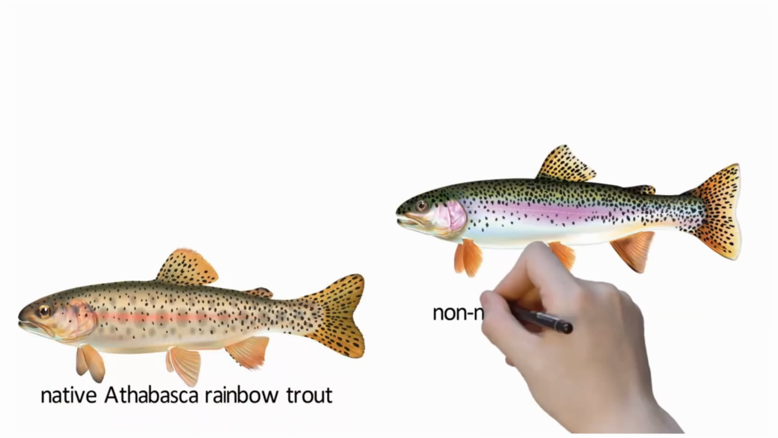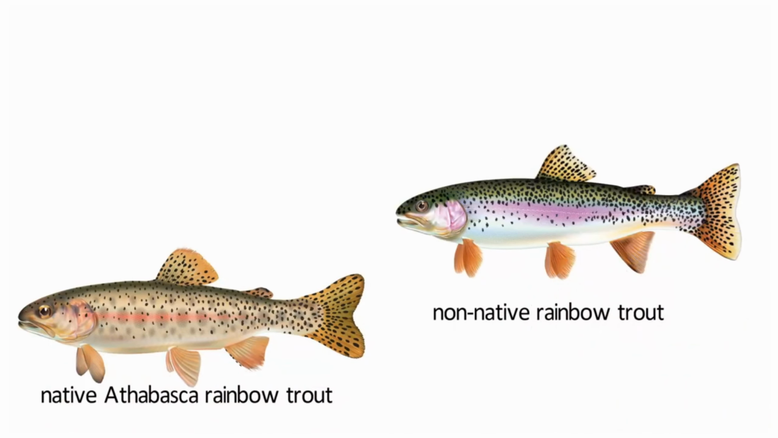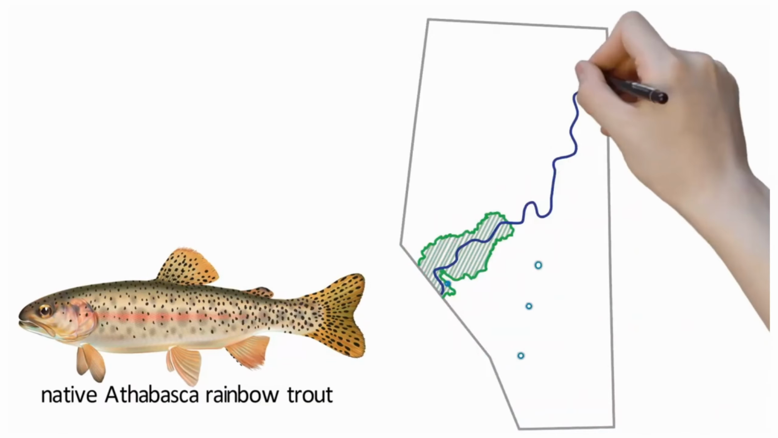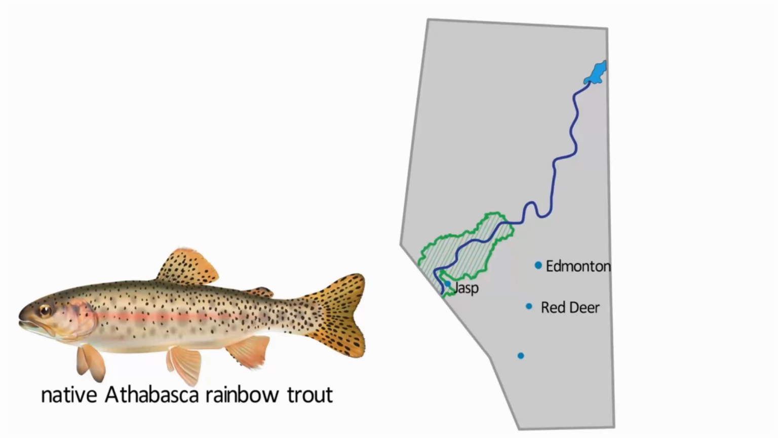Athabasca rainbow trout and non-native rainbow trout have similar features. However, Athabasca rainbow trout are only found within the upper Athabasca River and its tributaries. If you catch a rainbow trout here, it's best to release it.